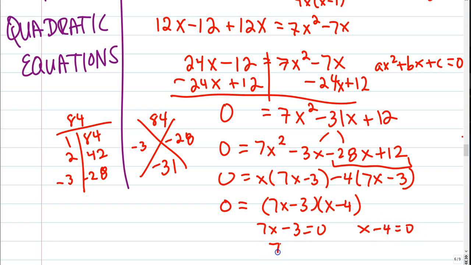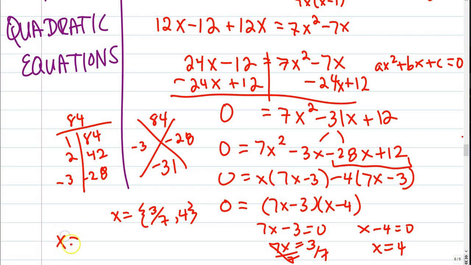I get 7x is equal to 3, so that x is equal to 3/7, and x is equal to positive 4. So there's our two answers: x equals 4 and 3/7. Could you have run that through the quadratic formula?